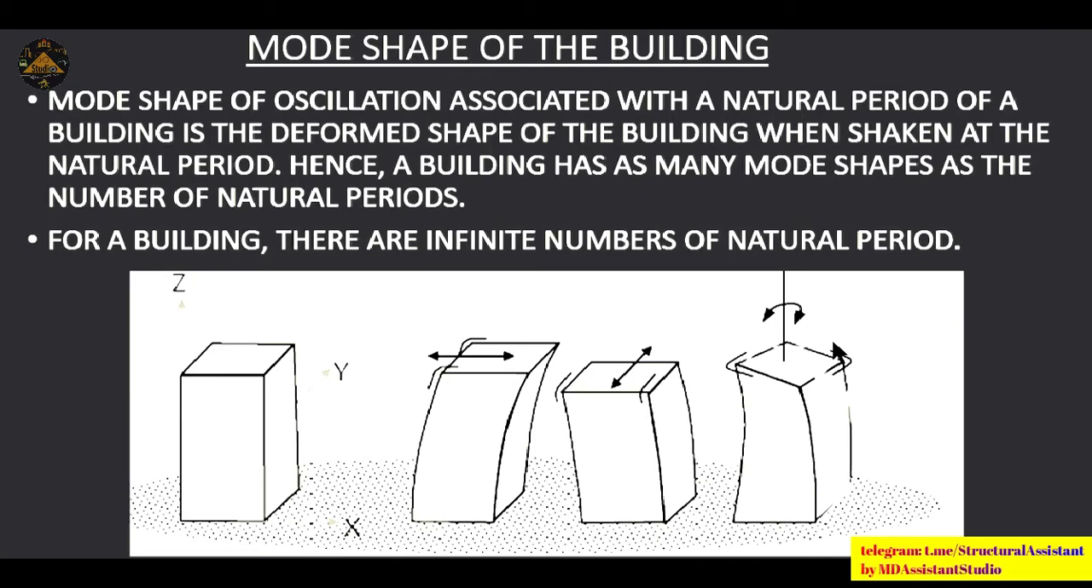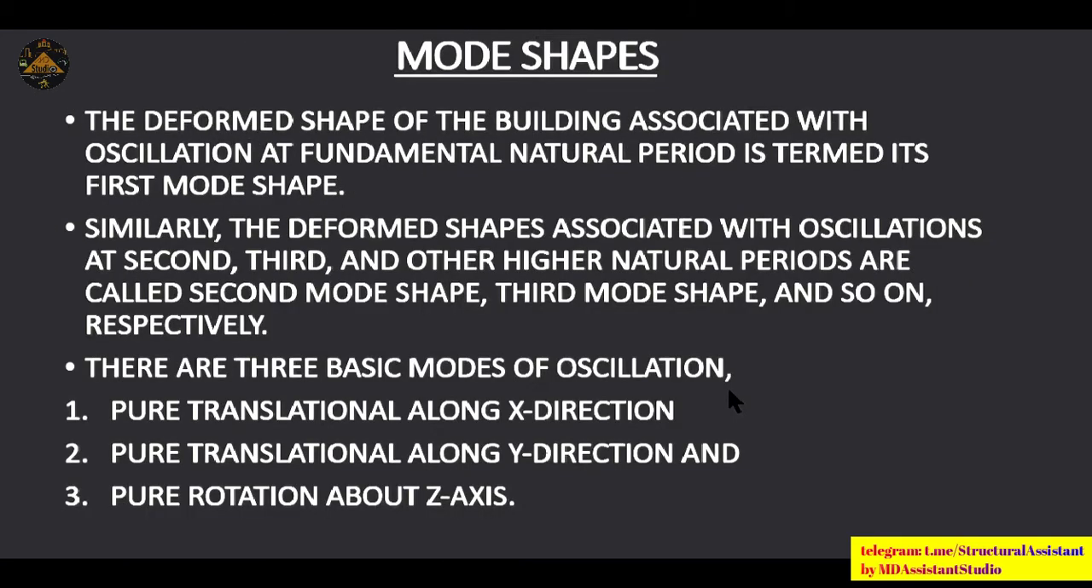In the case of a poorly planned building, what happens is that sometimes this rotational mode comes in first place and the translational mode comes in second place. That is a very dangerous behavior which should always be avoided. The deformed shape of the building associated with oscillation at the fundamental natural period is called the first mode shape. You should remember this line.